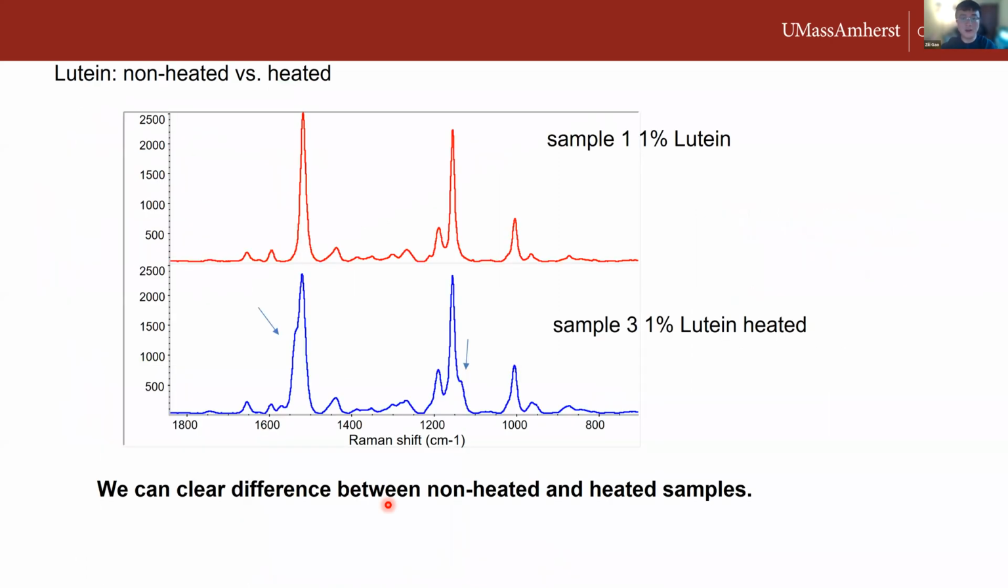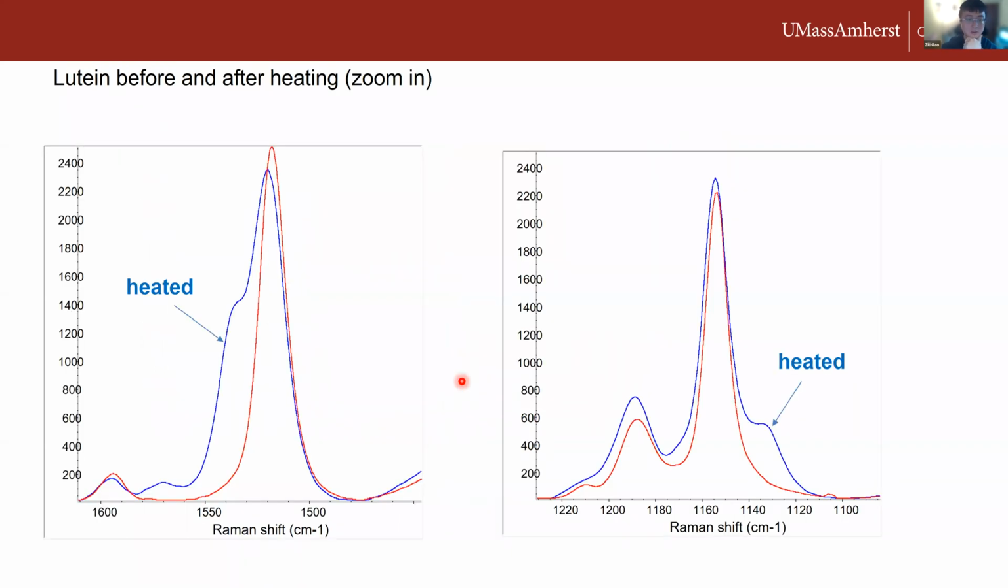And we also found that after heat treatment, the spectrum of lutein shifts a little bit. You can see here, there's a bump right here, and there's another bump right here. And after the heat, when we zoom in on this spectrum, we can see a clear difference between the compound before or after heat treatment.